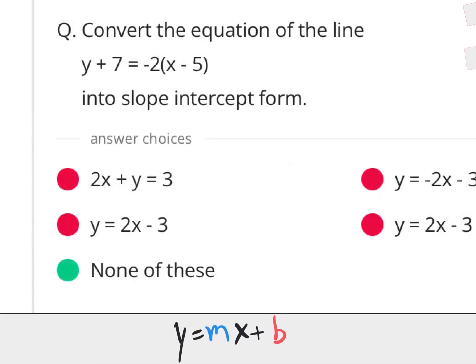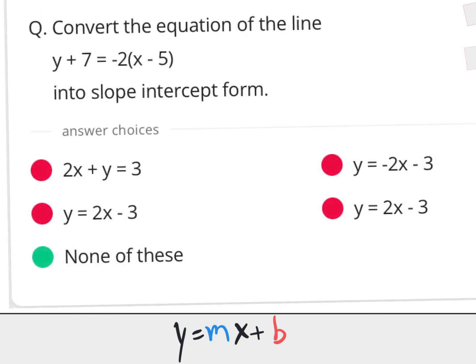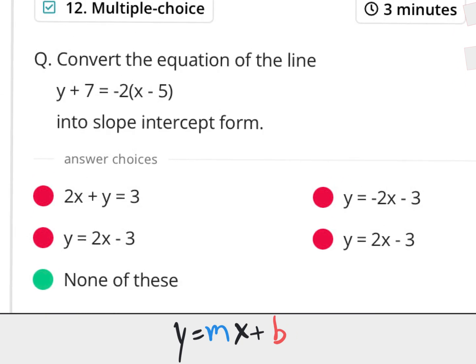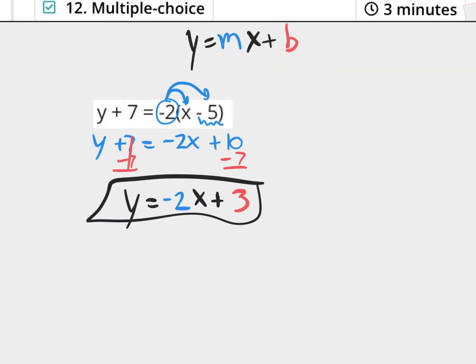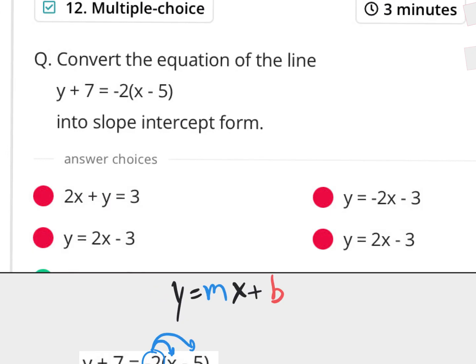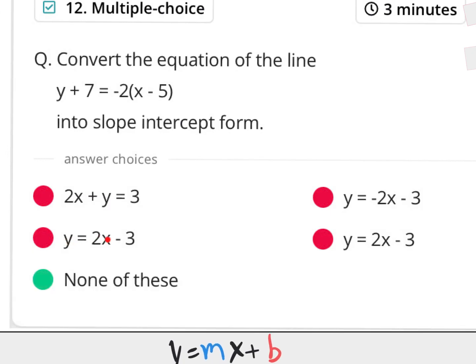And down here, when you look for that option on this question, you'll see that none of those are the correct answer. None of these. Again, the correct answer should be y equals negative 2x plus 3. And there is no y equals negative 2x plus 3. y equals negative 2x minus 3, that's close, but it doesn't cut it. It has to be y equals negative 2x plus 3. None of these is the correct answer.